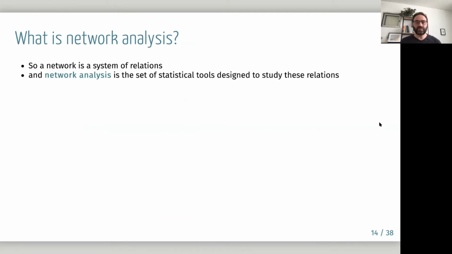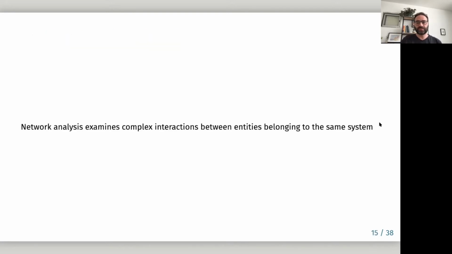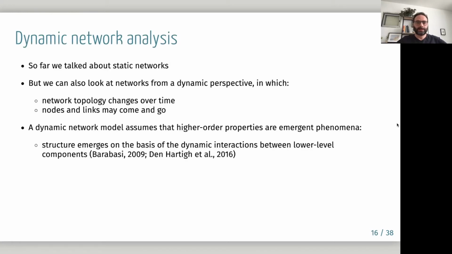So a network is a system of relations, and network analysis is the set of statistical tools designed to study these relations. In fact, network analysis examines complex interactions between entities that belong to the same system. And so far, we talked about static networks, but we can also look at networks from a dynamic perspective, in which network topology changes over time, as we saw in the network of global shipping, and nodes and links may come and go, as we will see in the talks about morphology in Hebrew. A dynamic model of a network assumes that higher order properties are emergent phenomena. Structure emerges on the basis of the dynamic interactions between lower level components.